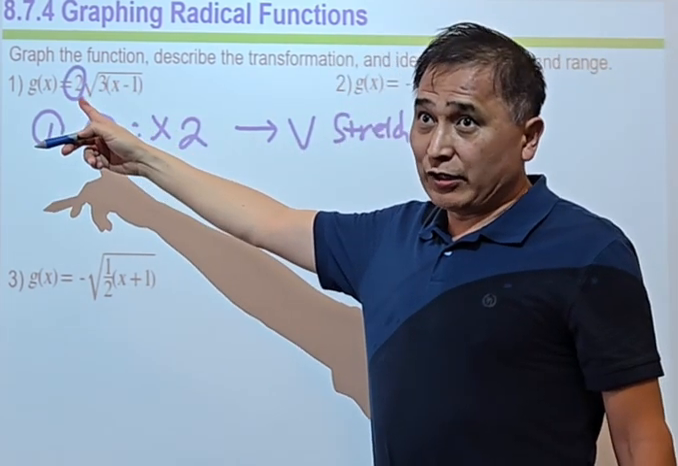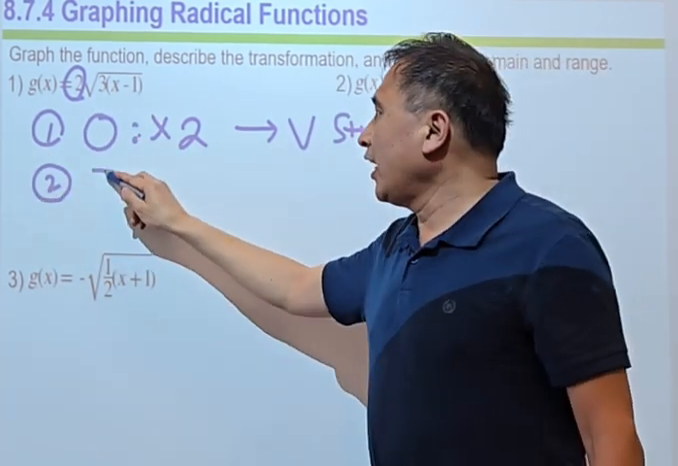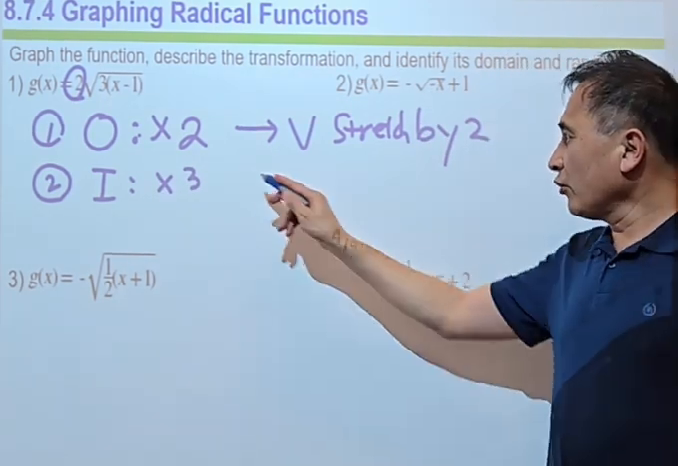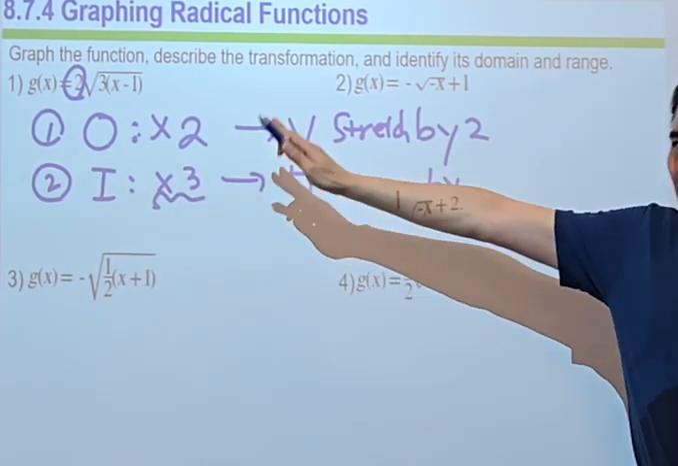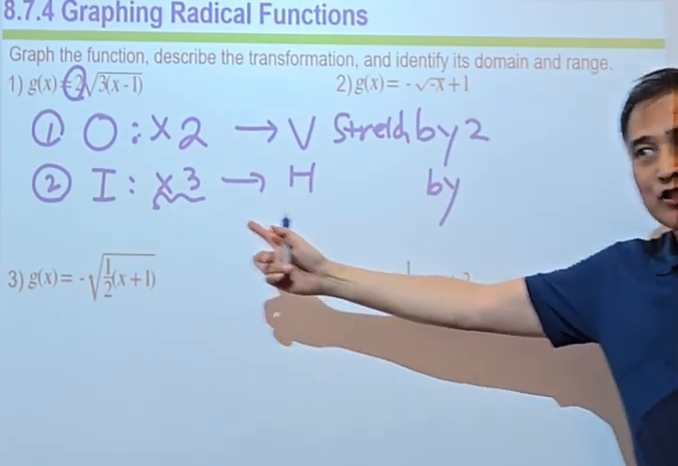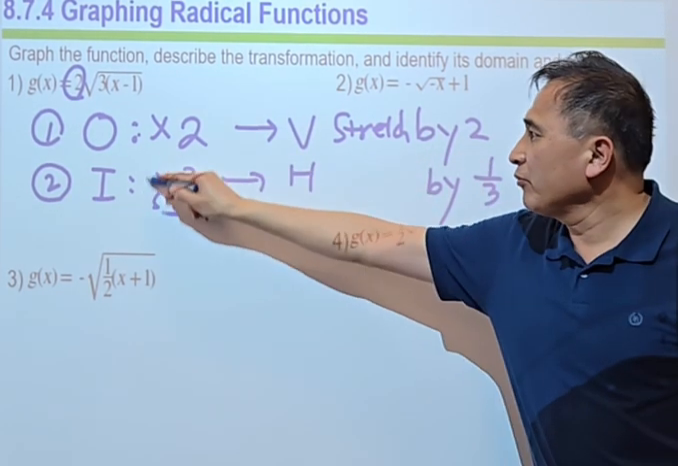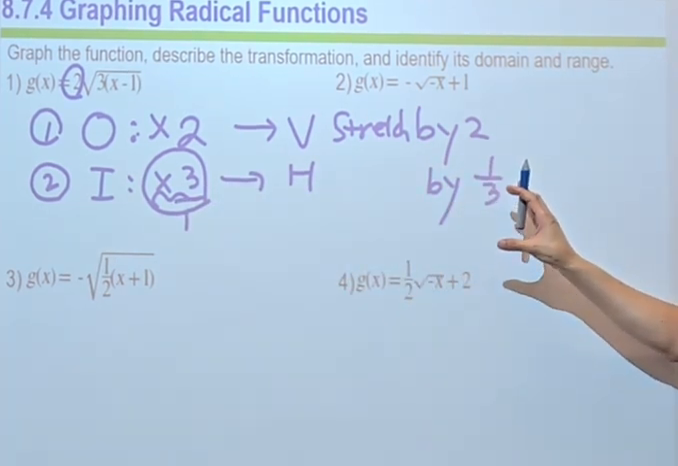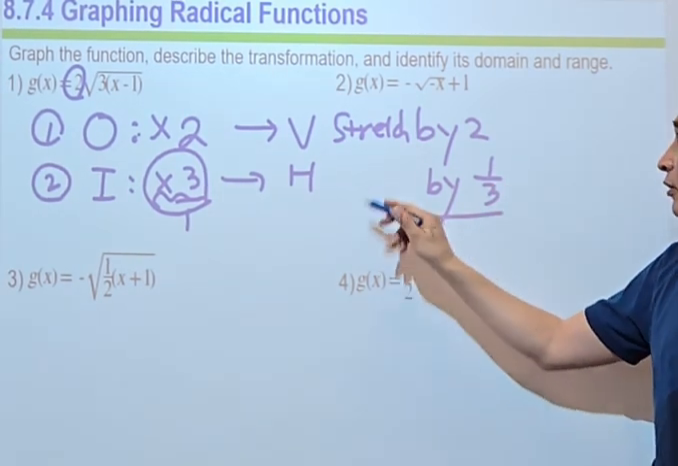And then that's 1 outside, but 3 is inside. Inside the square root, right? 3 is inside, and still times 3. Times 3 inside, this is horizontal. But horizontal, do you remember? Horizontal, inside, is the reciprocal or opposite. Multiplying, then reciprocal. Times 3, then by 1/3. Times 3, reciprocal is 3 over 1, so 1 over 3. Everybody got it? Okay, so that means a horizontal shrink by 1/3.